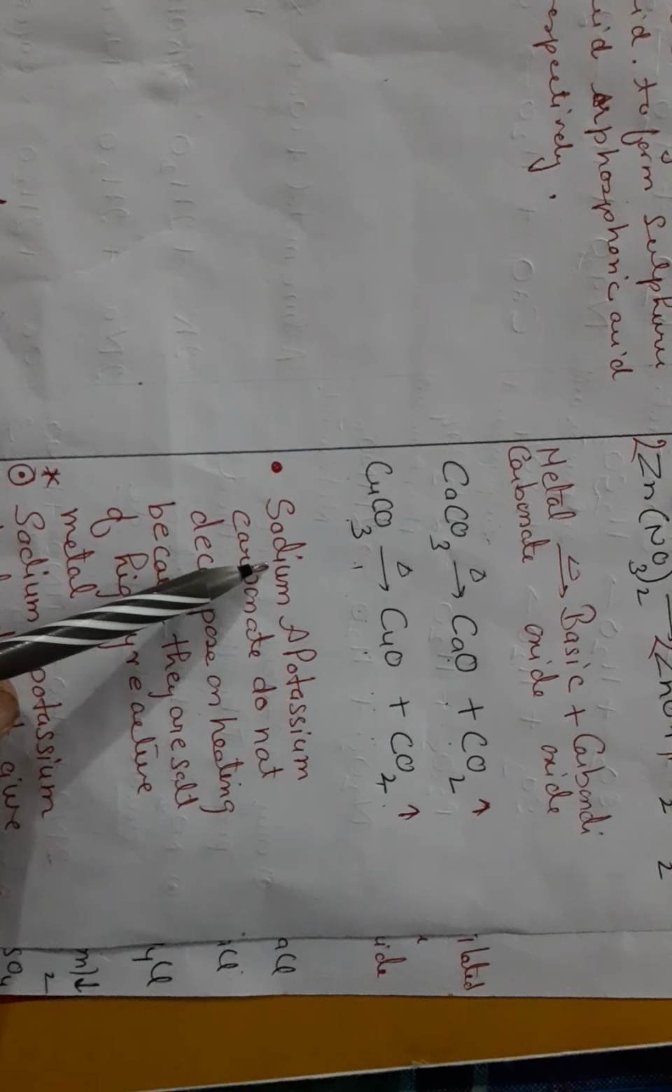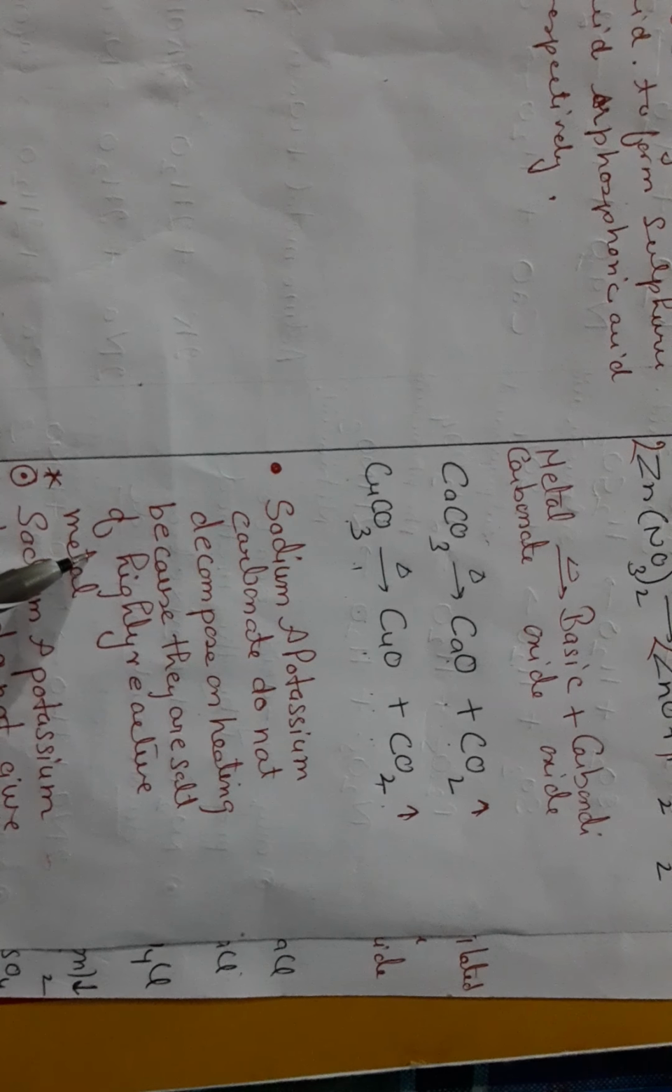Sodium and potassium carbonate do not decompose on heating because they are salts of highly active metals. This is very important. Sodium and potassium nitrate do not give metal oxide when they decompose.